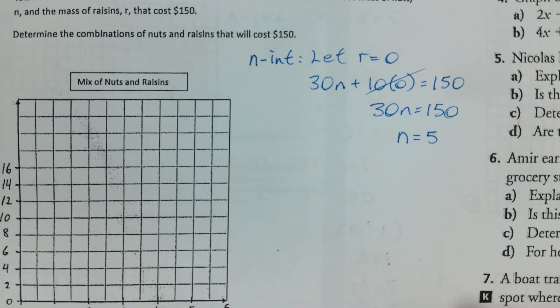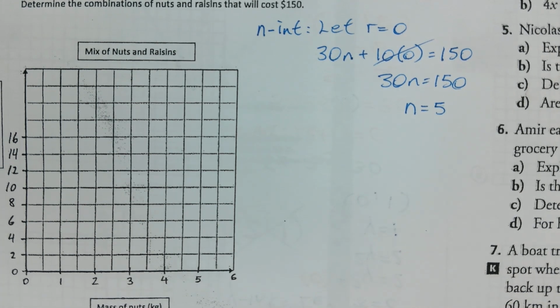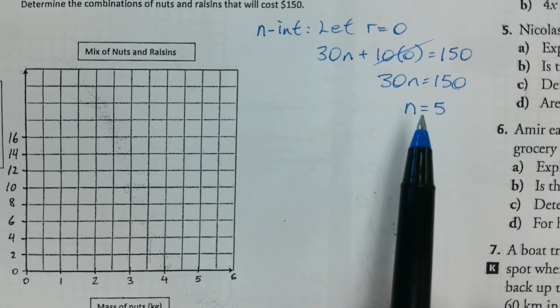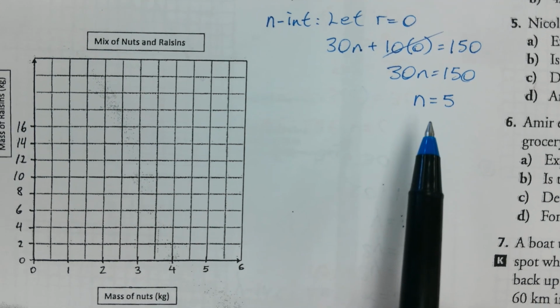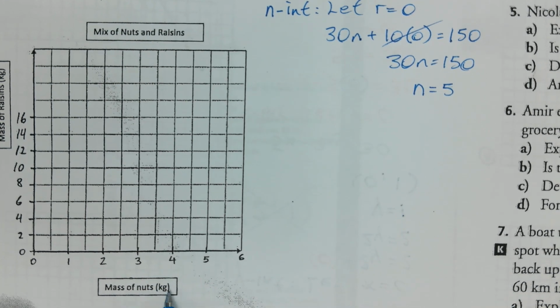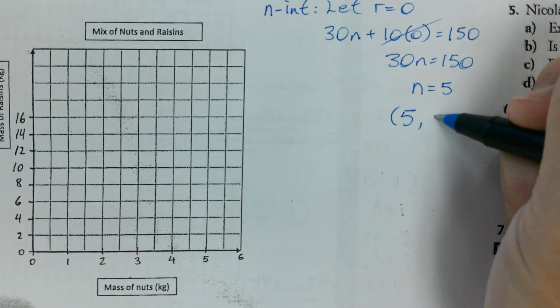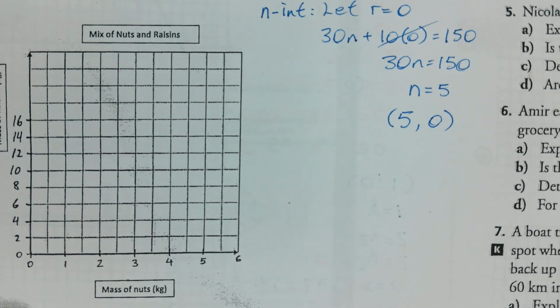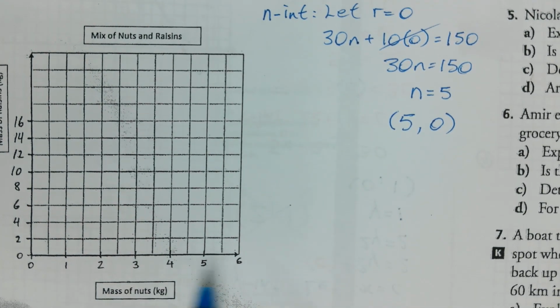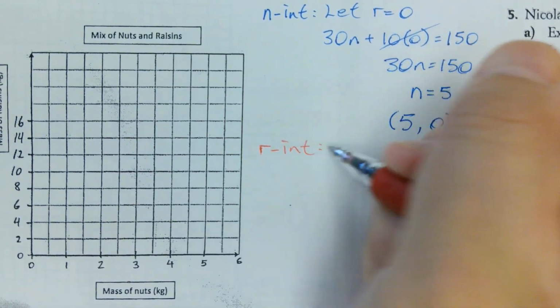All right. Since we're not using x and y, you might be thinking, is this 50 or 05? What did I just solve for? Take a look at your graph, your axis right here. Mass of nuts, n, is your x. So what we just found was our x-intercept. So it's 5,0 because n is our x.